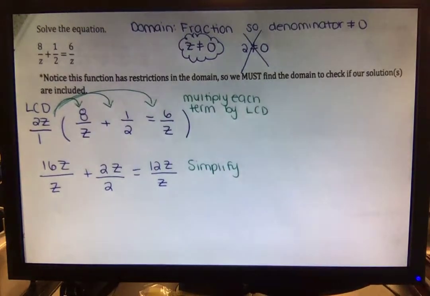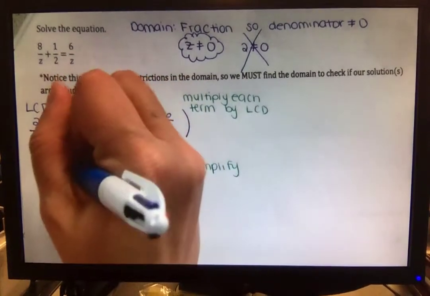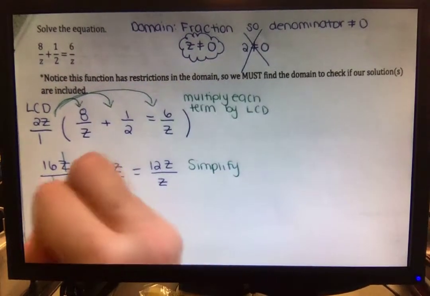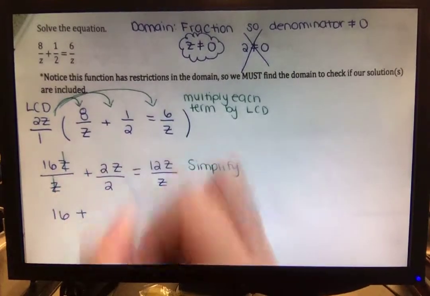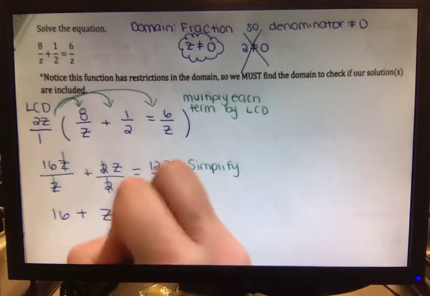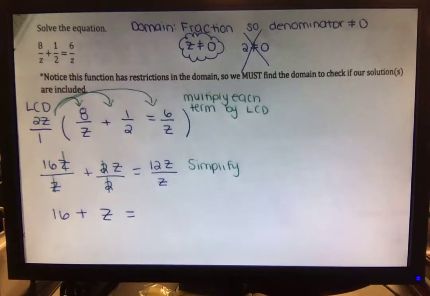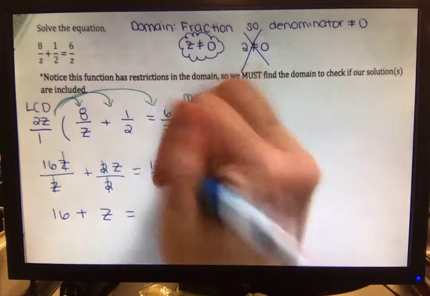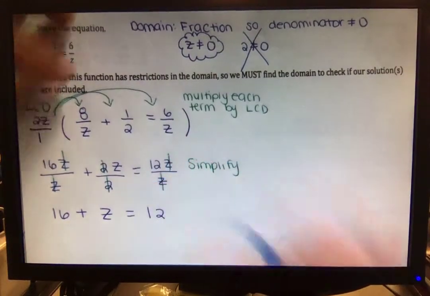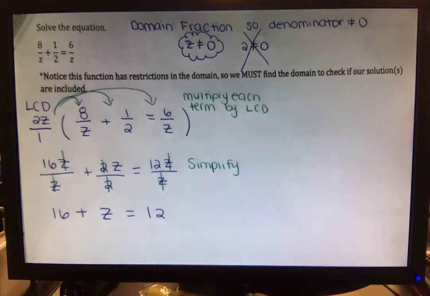So 16z divided by z is 16, good, our z's cancel. So we're left with 16. Plus 2z divided by 2 is z, our 2's cancel out. Equals 12z divided by z is 12, good, our z's cancel out. We're left with 12. So we're left over with 16 plus z equals 12.